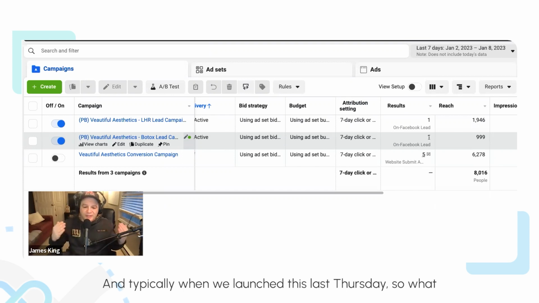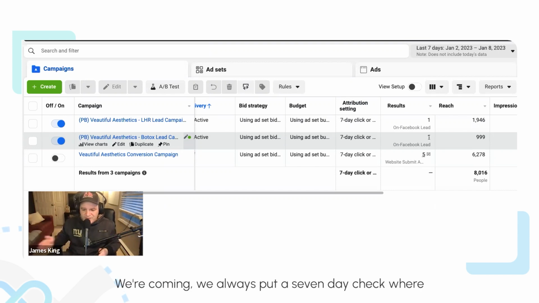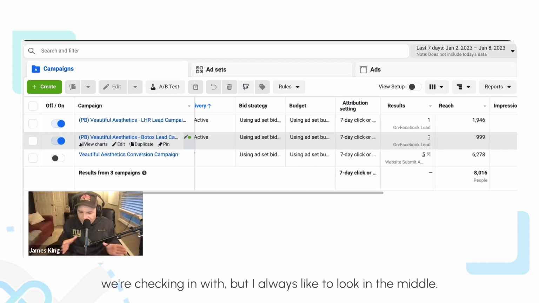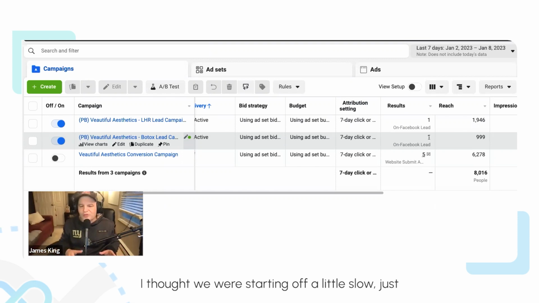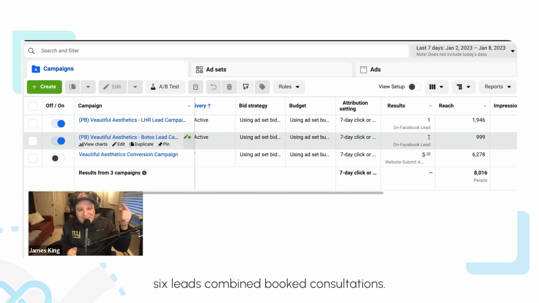Typically, we launched this last Thursday. So we're at Thursday, it's 5-6 days, right? We always put a 7-day check where we're checking into it, but I always like to look in the middle. I thought we were starting off a little slow, just 3 leads each. I talked to the account manager. The account manager tells me they are ecstatic because those 6 leads combined booked consultations.